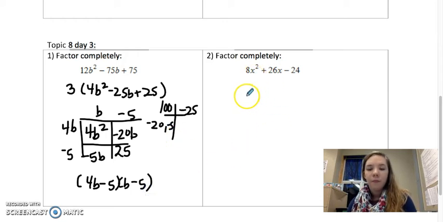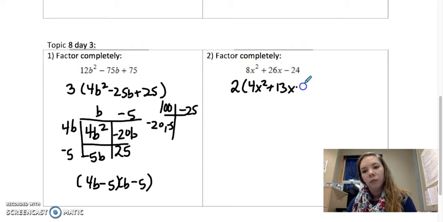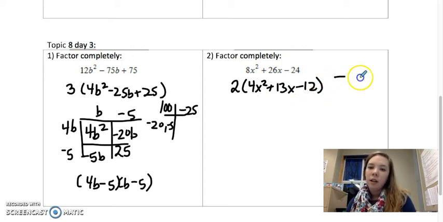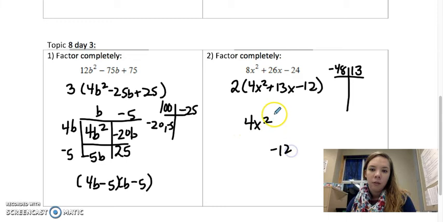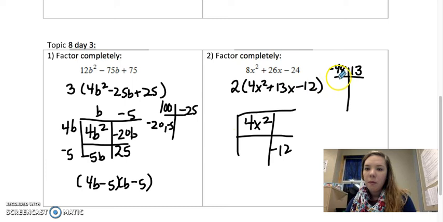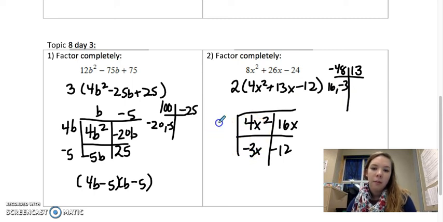All right, here I can pull out a 2 for sure, so we'll start there. And then it looks like I want factors of negative 48 that add to 13. Okay, so I think that'd be positive 16 and negative 3. So we'll put those in our box here. So that'd be 4x, negative 3x, and 4.